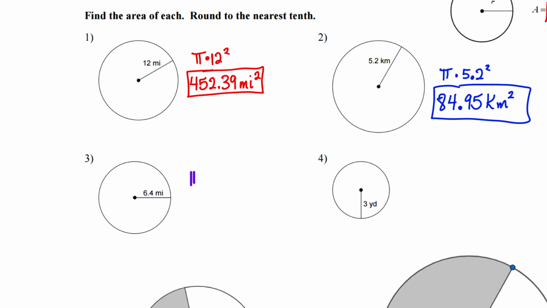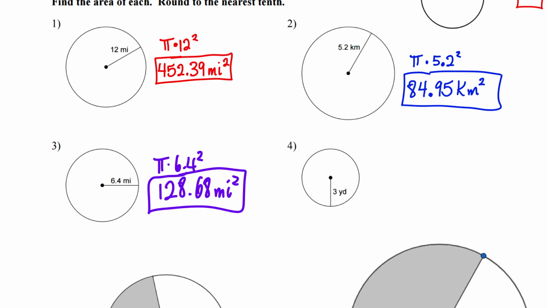All right, the next one, pi times 6.4 squared. 128.68 miles squared. And then on the fourth one, 28.27. 28.27 square yards.